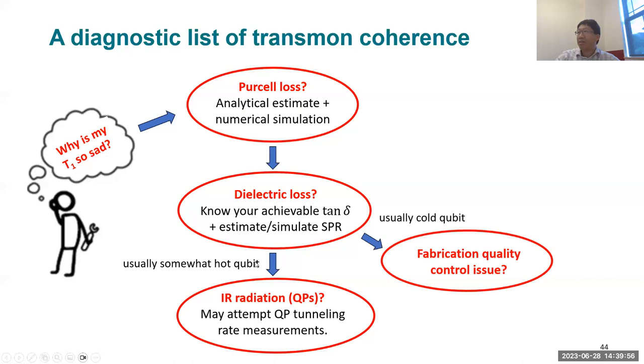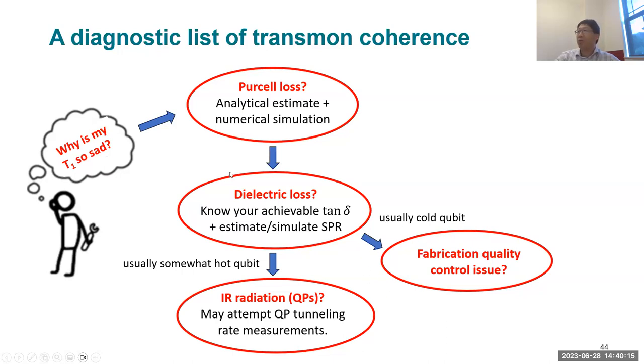or study quasi-particle dynamics. And if you have a very cold qubit, I mean, it's not a complete tell, but sometimes it's really a question of fabrication quality control. Maybe you think you have a good tan delta, but you have a lot of carbon, like a hydrocarbon on your chip or whatever.